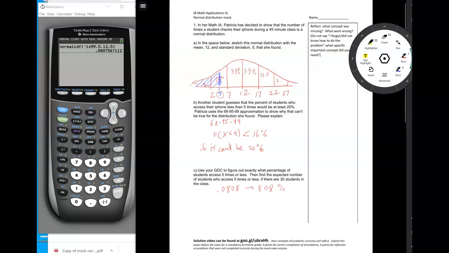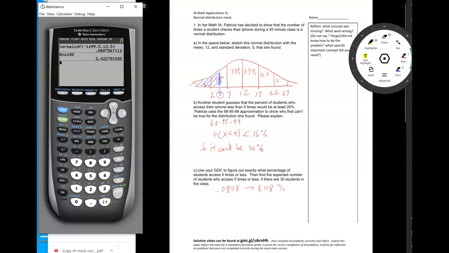Then find the expected number of students who access 5 times or less, if there are 30 students in the class. So to find an expected number, all we need to do is take the decimal value, 0.0808, and multiply that times the given number of total students, which is 30, and that gives us 2.42.